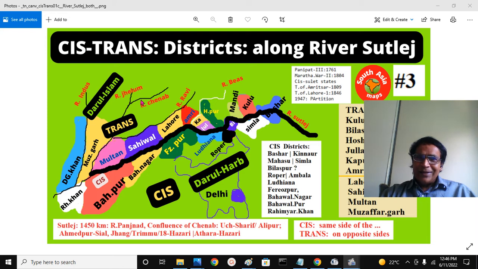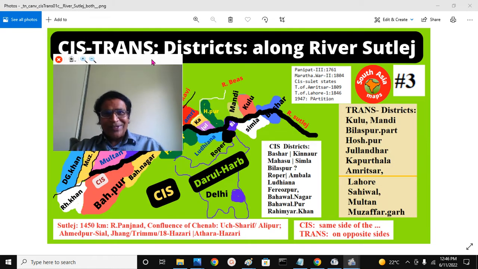The Chenab River itself gathers the Jhelum before, and afterwards it gathers the waters of the river Ravi in the Ahmadpur Sial area, and continues and merges at Uch Sharif with the Sutlej River. These are the CIS districts and trans districts we are going to discuss today.